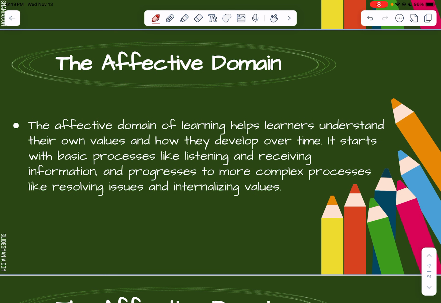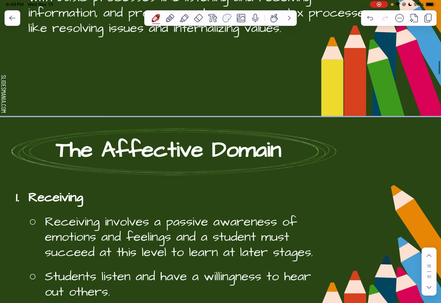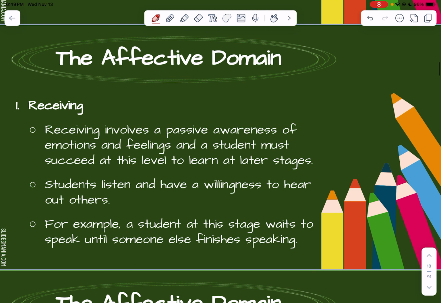The second domain is the affective domain of learning, and this helps learners understand their own values and how they develop over time. It starts with basic processes like listening and receiving information, and progresses to more complex processes like resolving issues and internalizing values. So let's talk about some of the different ways that this domain is used.